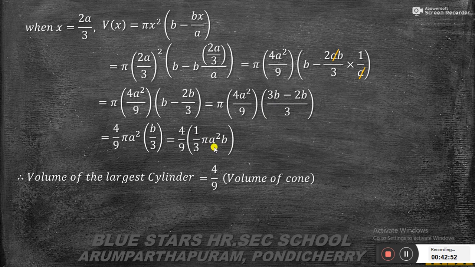So this is the volume of the cone. Therefore the volume of the largest cylinder equals 4 by 9 into the volume of the cone. This is our proof, so we proved this.